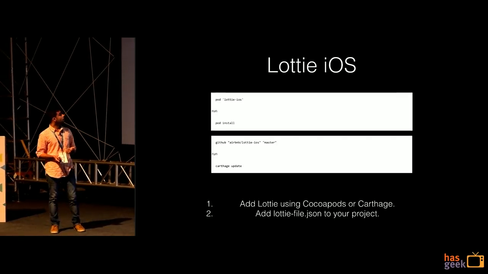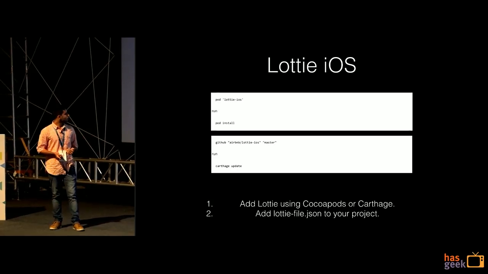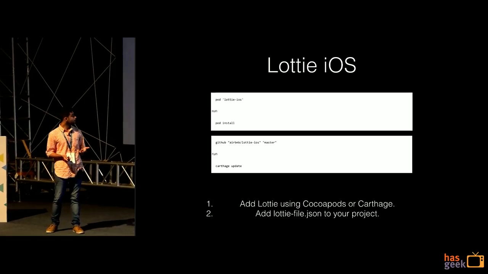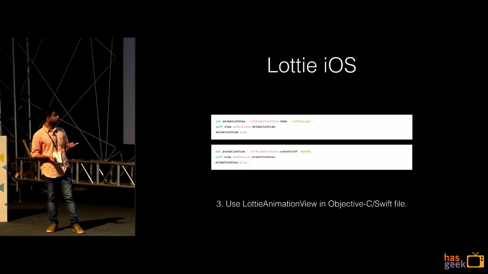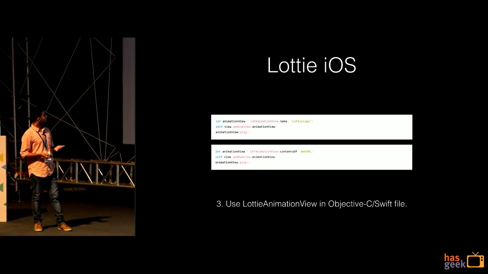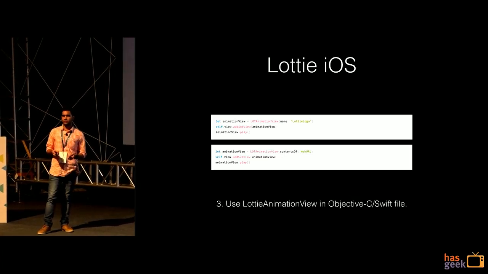And similarly for iOS, we can use CocoaPods or Carthage, which is how to install it. Then we can add the JSON file to our project and do the similar thing. We can add a subview to the main view and play it, or we can add a web URL and use it using NSURL.